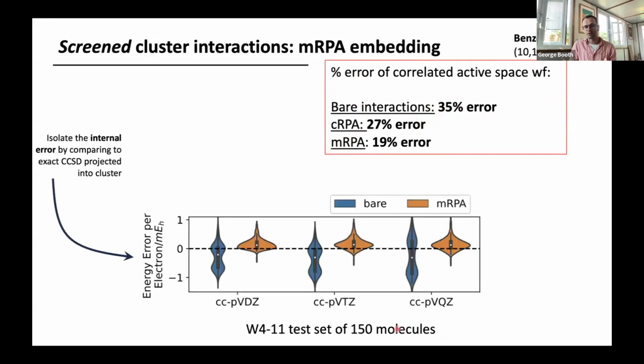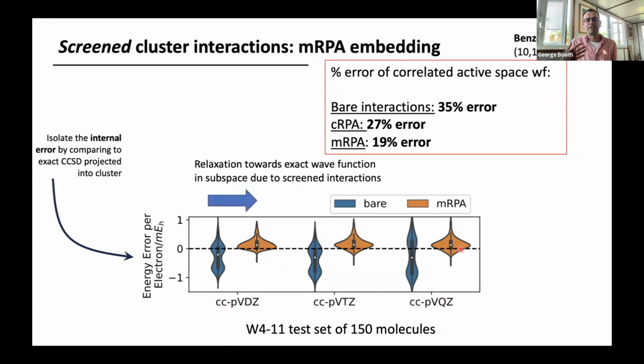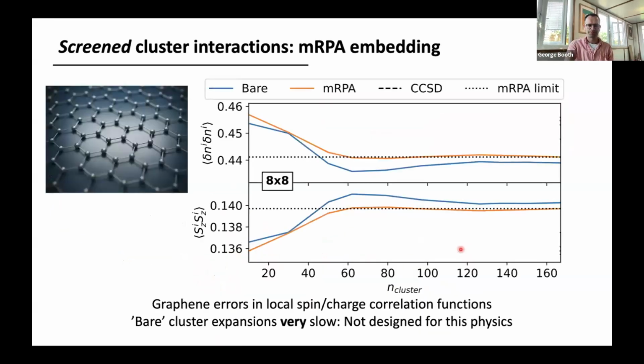And so we can then look across a much more diverse test set of molecules of different sizes. We're doing quantum embedding, thinking about each atom as a different fragment, doing the standard quantum embedding that I described at the beginning, and we're looking at the errors and the distribution of errors over this large test set, using bare interactions in the embedded subspace compared to the effectively screened interactions. And it leads to a reduction across different sized basis sets of about 2/3. So that's the relaxation in the wave function in this subspace due to the screened interactions.